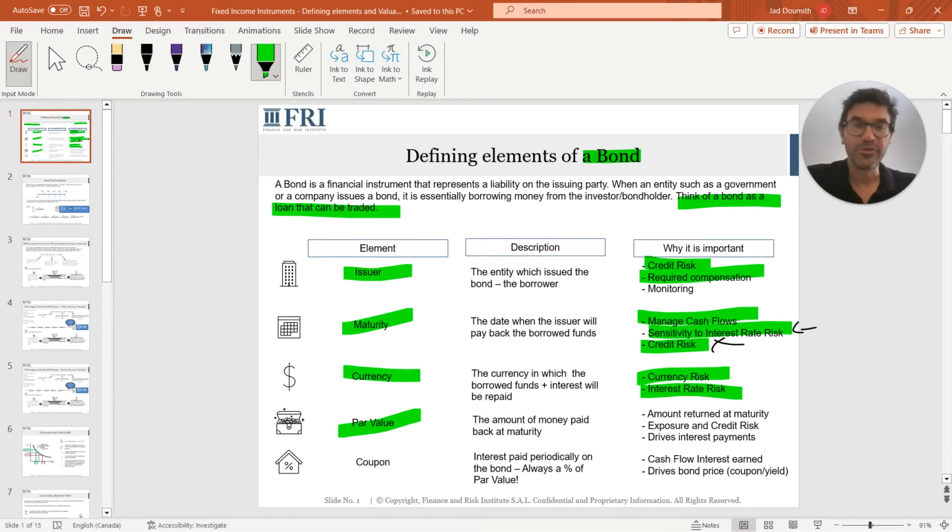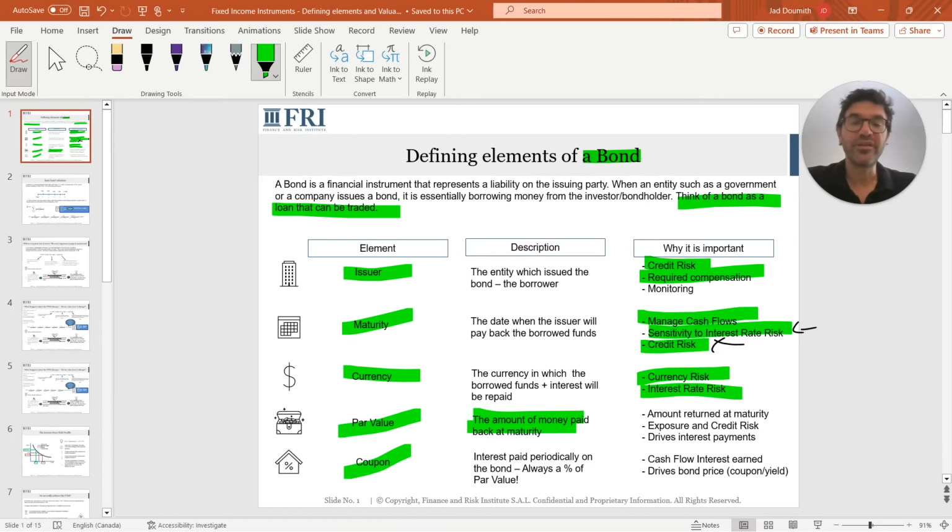Par value. The fourth defining element is par value. That's the amount of money that is paid back at maturity, irrespective of how much you paid to acquire the bond. Because as we will see later, you can buy the bond at a price that is lower than par or higher than par. Irrespective of that fact, at maturity, the issuer always pays back par value.